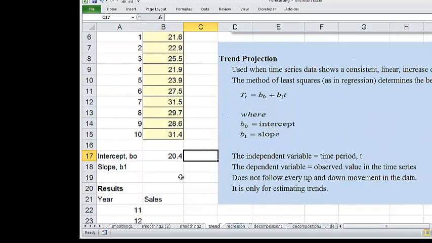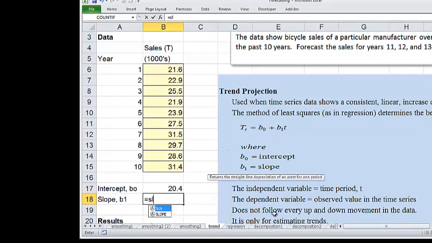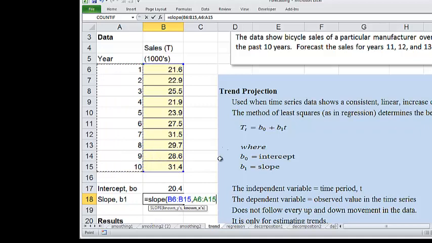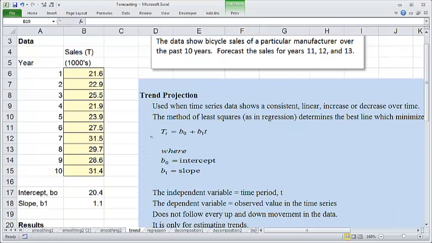From here, the slope is just enter the whole word again, and the same thing. First the known y values, comma, and then the known x values, close, and there it is, 1.1. We have the intercept and the slope, and we're going to write it right here. So t is equal to 20.4 plus 1.1 times little t. So that's our equation. And now we could plug in values here to make the trend forecast.